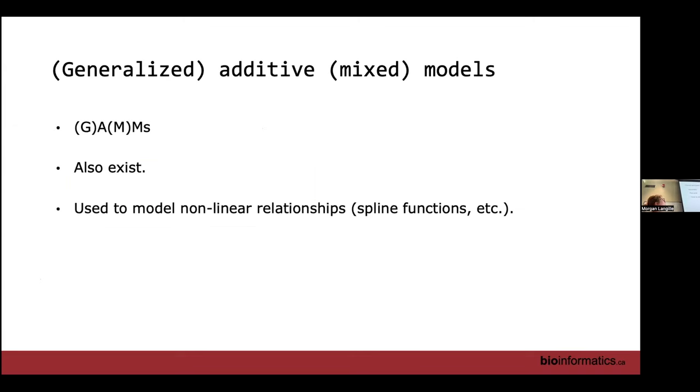I was briefly going to mention additive models, and they come in the generalized flavor as well as the mixed flavor. These are called GAMs. They're used to model non-linear relationships between your outcome and your predictor variables, with the use of spline functions, et cetera. They do exist if you know you have a nonlinear relationship, but the only thing I'll say is, don't use them unless you really have to, because they are complicated, not just to implement, but a lot of the time they are overkill. And there's better ways to analyze your data.